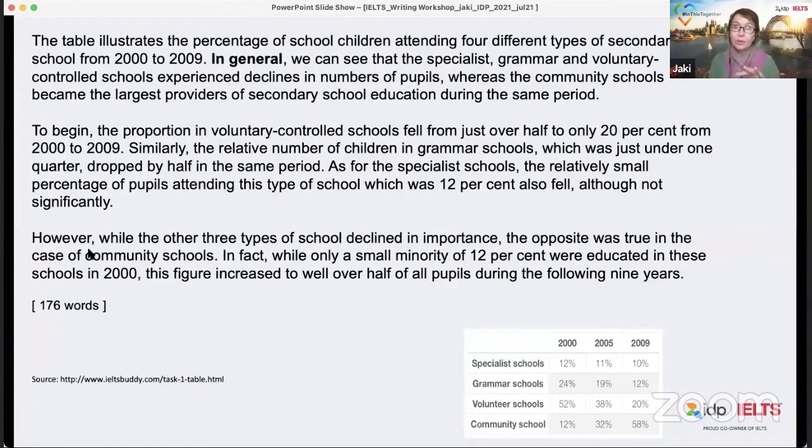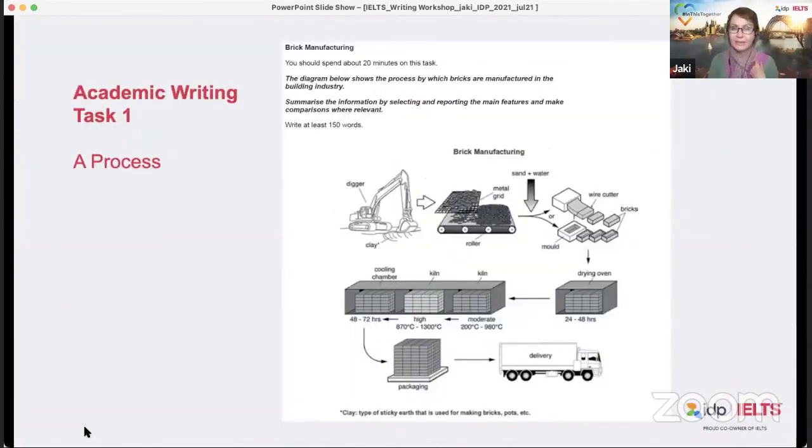So comparing language, however, while the other 3 types of schools declined, the opposite was true in the case of community schools. In fact, while only a small minority of 12% were educated in 2000, this figure increased to well over half in the following 9 years. Okay, so you're starting to see the pattern of how we do it. So don't panic if it's not a graph.